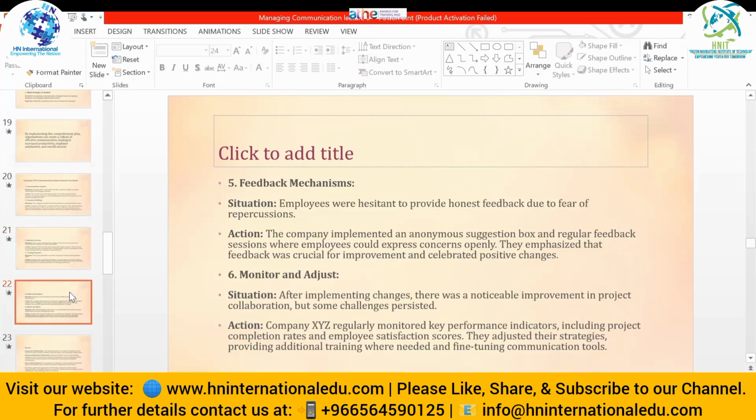For the feedback mechanism, the problem was that employees were hesitant to provide honest feedback due to fear of repercussions. Now, what they did: they implemented an anonymous suggestion box and regular feedback sessions where employees express concerns openly. They emphasized that feedback was crucial for improvement and celebrated the positive changes. Now, this could be the least, when there's a simple suggestion box, which are mostly in the governmental sector or sectors which are quite backdated, not up to date, and they can put any form of paper right there and give a suggestion. That is the only way through which they could be anonymous.